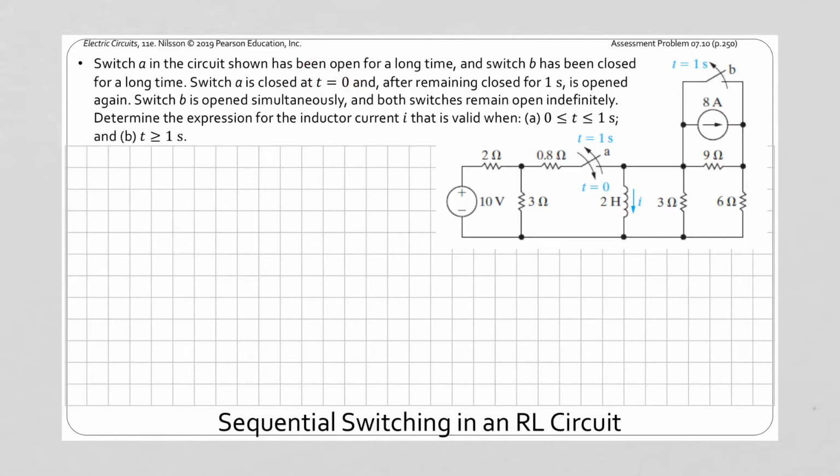So the first thing we need to do is to find out what the inductor is doing before t equals 0. And we see here that switch A is closed at t equals 0, so it's open before t equals 0. And so if this switch is open right here, we have a source, but that source is separated by an open switch from the inductor.